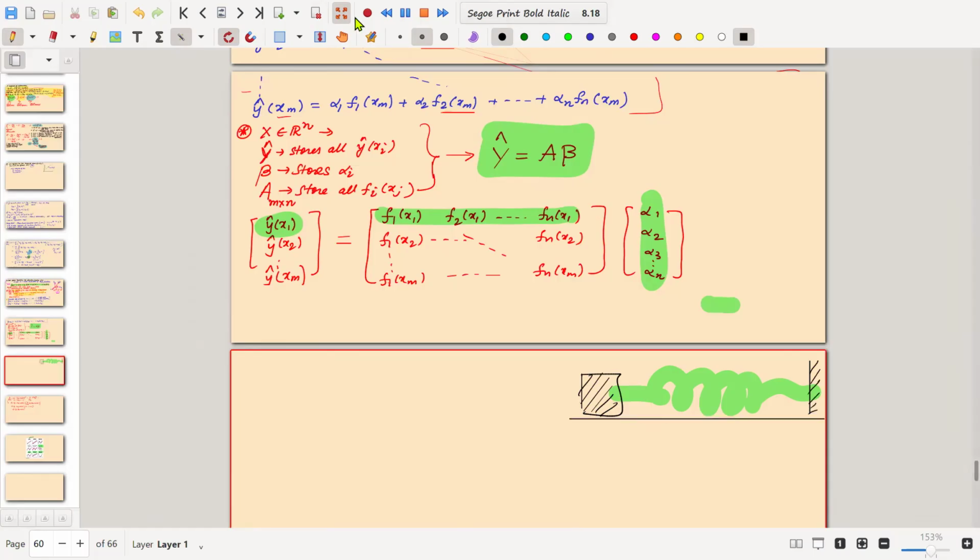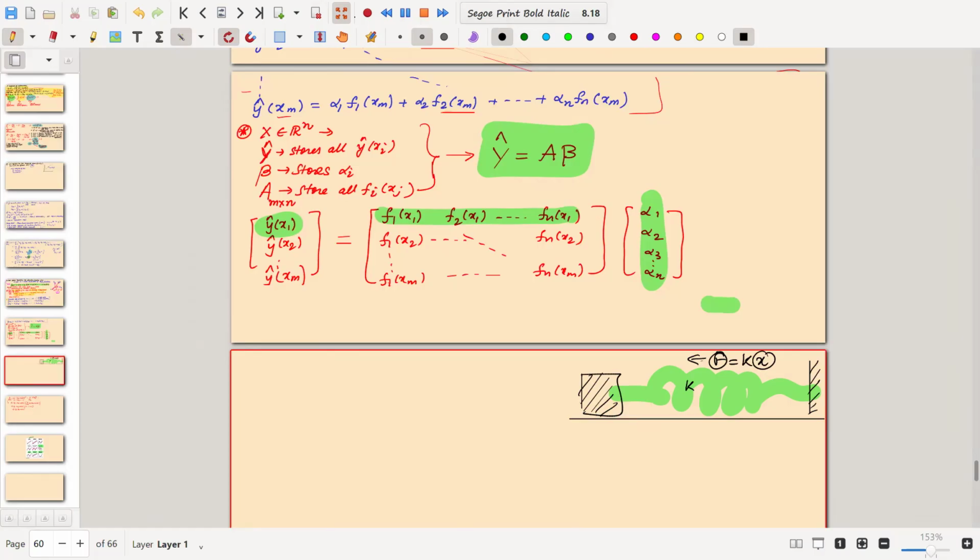Yes, this is the wall, right? So the force exerted by the spring is nothing but F equals Kx, where x is the distance you stretch the spring, and K is the spring constant. So this is the force, and you can actually write this F as a basis function. Here F1 is x and alpha 1 is K.